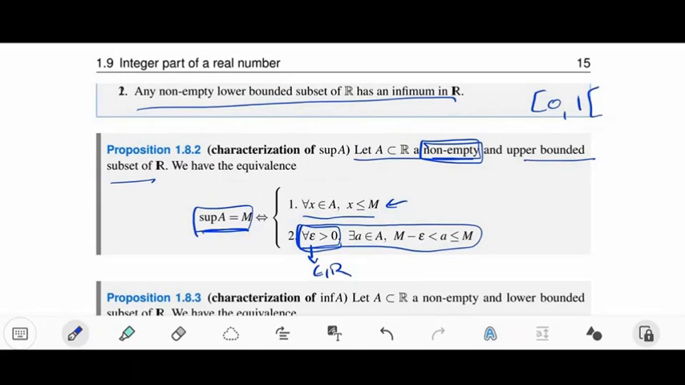any real number, and if you take the point M that is already an upper bound and you go back epsilon, then this new number M minus epsilon will not be an upper bound of the set, because you will be able to find an element in A that is between M minus epsilon and M.